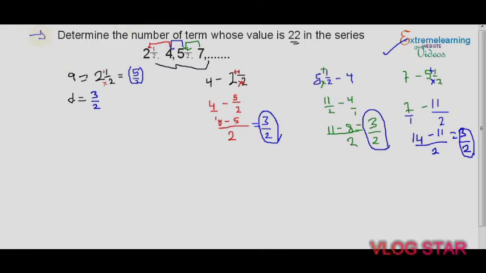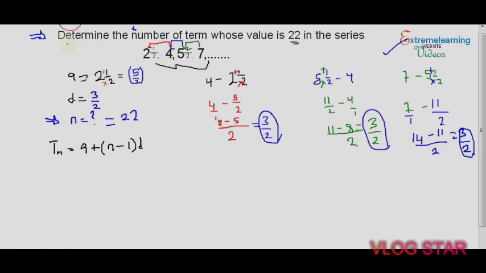Next, the question said determine the number of terms. The number of terms is our n. What is the n now? That is the question there: determine the number of terms whose value is 22 in the series. The number of terms that is equal to 22. We are asked to find the number of terms. That is the nth term formula. We use the nth term formula, and the nth term formula in arithmetic progression is: T of n is equal to the first term plus open bracket n minus 1 close bracket d. So this is the nth term formula.